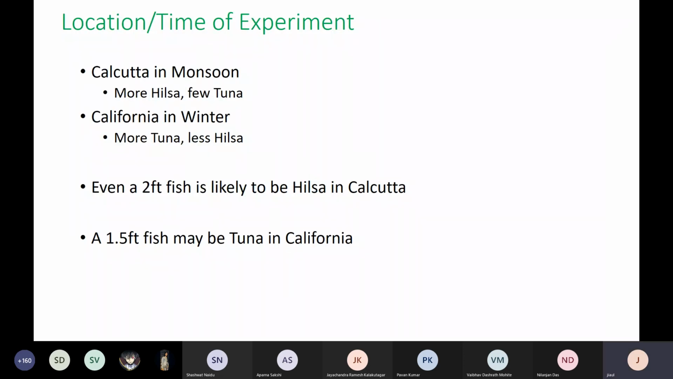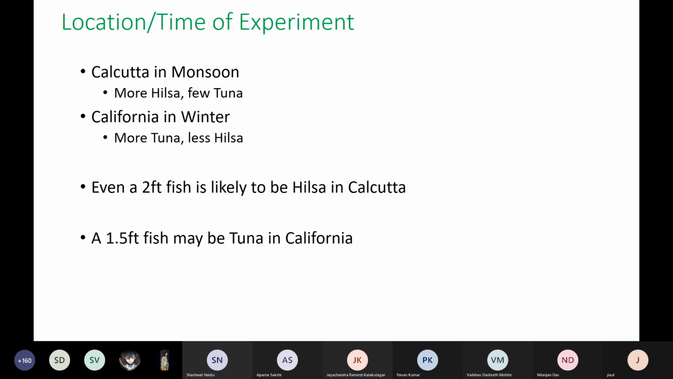Now there are many factors that can come into play, for example, the location and time of the experiment when you are collecting this data. Location and time can play an important role. It can actually change the nature of this data. For example, during monsoon season in Calcutta, you are going to get more Hilscher, few tuna. Now in California in winter, you are going to get more tuna but less Hilscher.